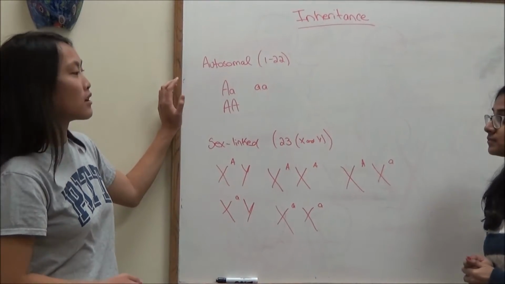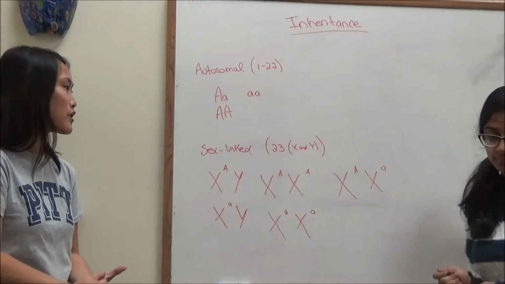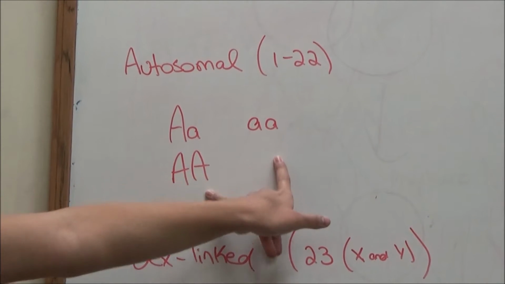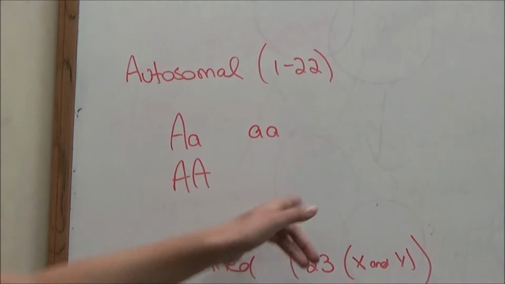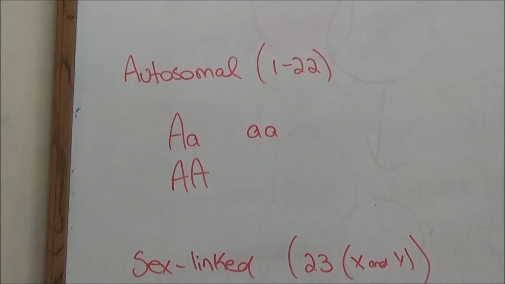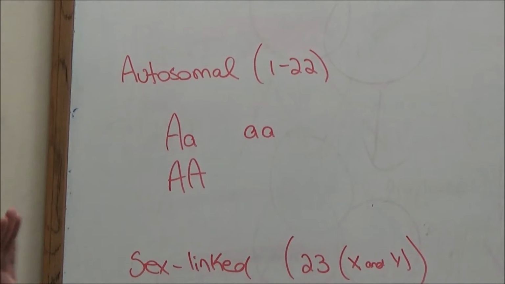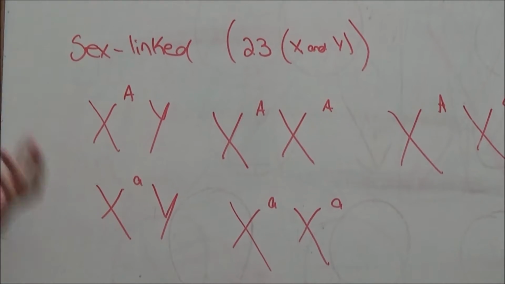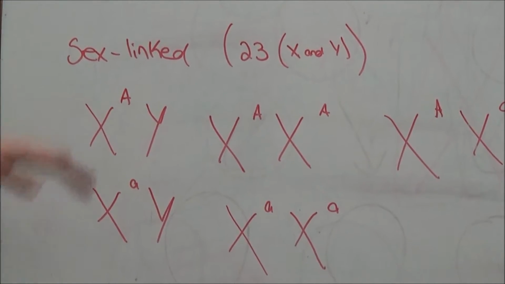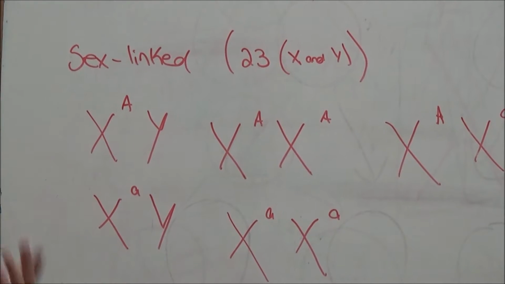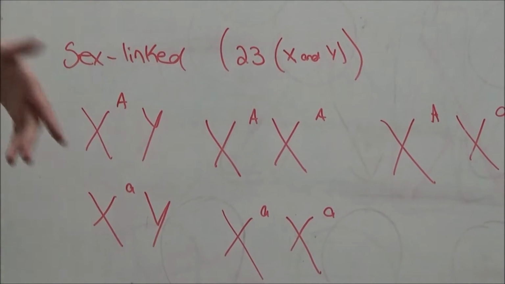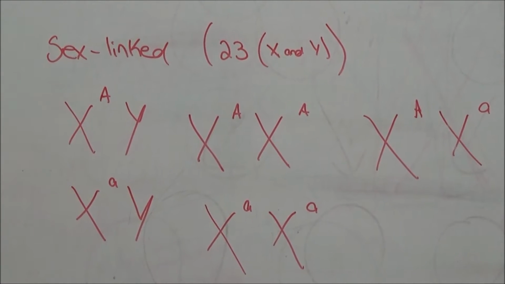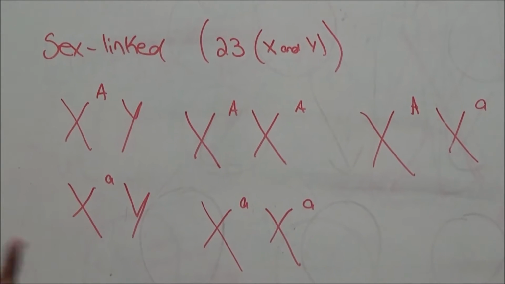You could be homozygous or heterozygous for your autosomal chromosomes, where homozygous is when you have both dominant or both recessive alleles, and heterozygous is where you have one dominant and one recessive. For sex-linked, it's a little bit different. Females, because they have two X chromosomes, have the same characteristics of homozygous and heterozygous as with the autosomal, but males, because they only have one X chromosome, are considered hemizygous.